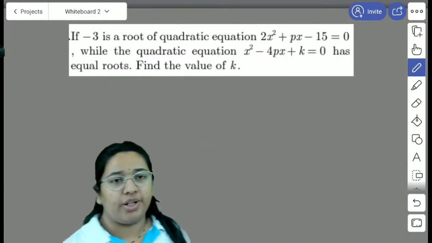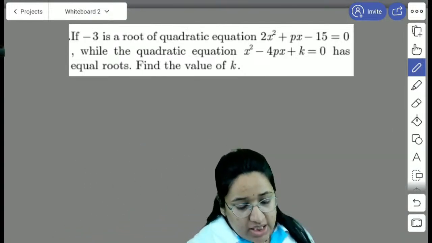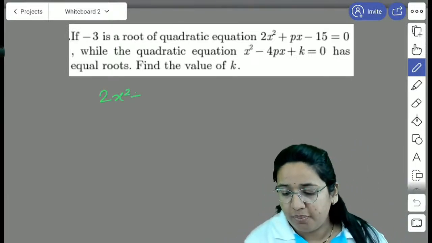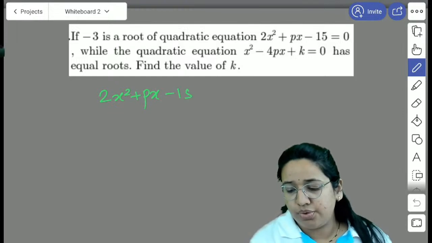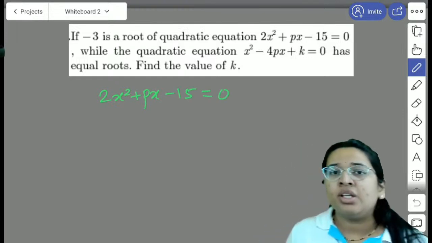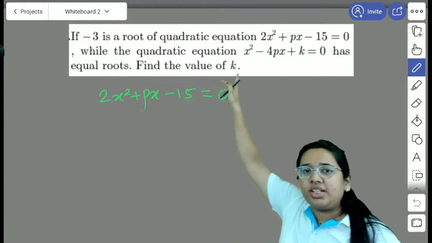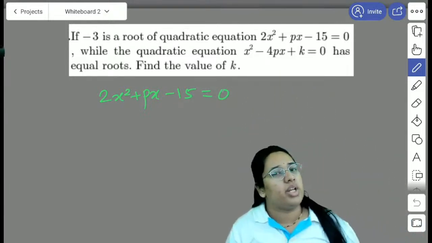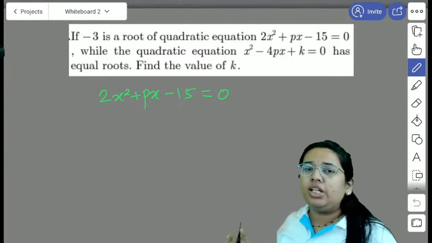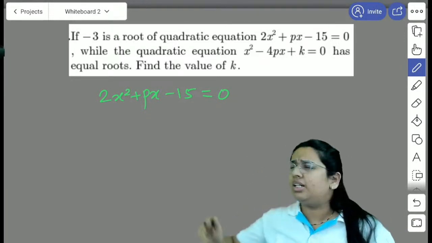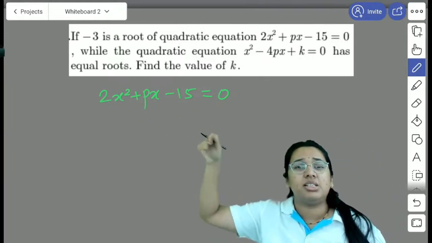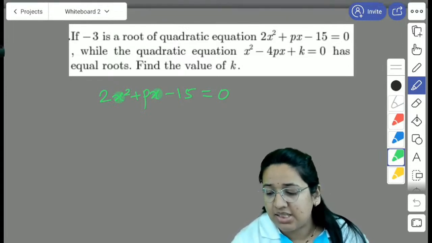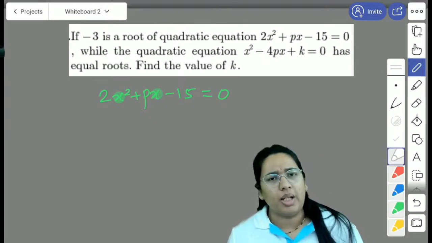So what we can do here? If minus 3 is a root of the quadratic equation 2x square plus px minus 15 is equal to 0, while the quadratic equation x square minus 4px plus k has equal roots, then we have to find what will be the value of k. Now the thing is that it is clearly given that minus 3 is the root of this quadratic equation. It means that if I will replace this x by minus 3.